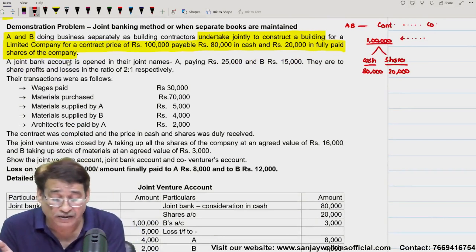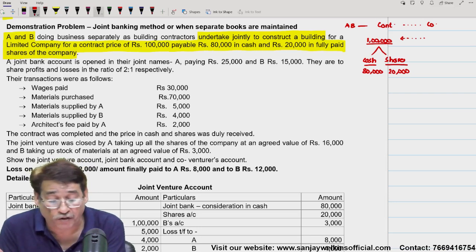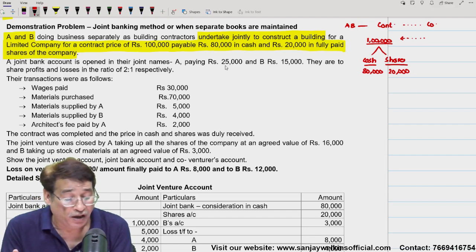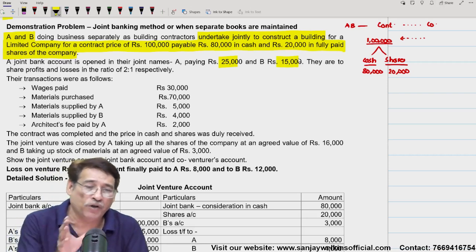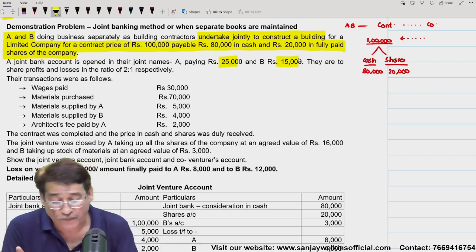Now question says that a joint bank account is opened in the name of A, wherein A paid 25,000 and B paid 15,000. I need not require to tell you what will be the repercussion of this particular transaction. A is paying 25,000 and B is paying 15,000. What will be your entry? Joint bank account debit to A and B. That means in joint bank account and in co-venturer account, you are going to pass this entry.